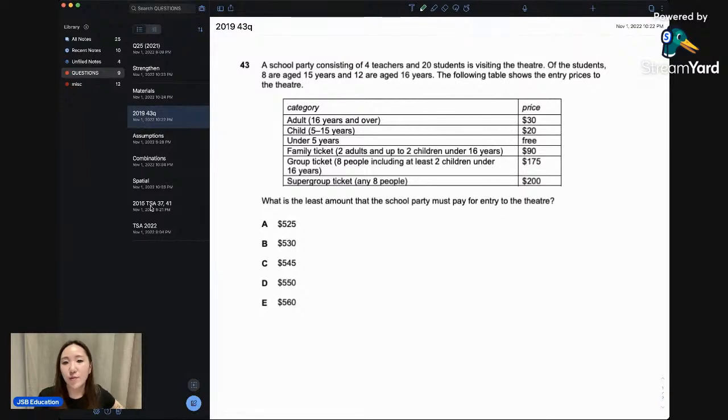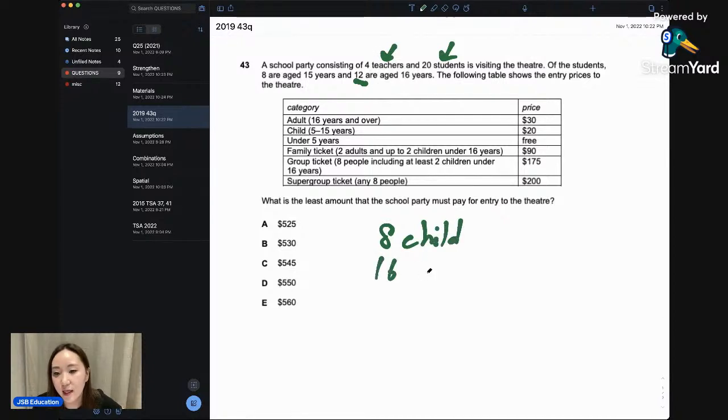Okay. So a lot of people have been asking about these ticket questions, actually. With the ticket questions, the key thing to do, in order, is first of all figure out who are the people you have to buy tickets for. So in this case, we've got 4 teachers, 20 students, and 8 who are aged 15 and 12 who are age 16. All that's saying is that 12 students are adults and 8 of them are children. So in total, we're looking at 8 children and 12 plus the 4 teachers, so 16 adults.